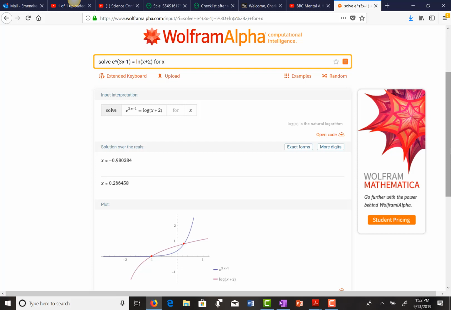But it's actually pretty neat that you can just type in words and it doesn't have to be in a specific format, and away you go.